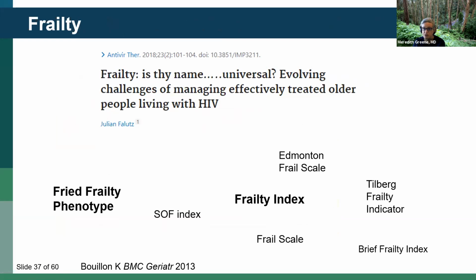Ultimately, there are two big boxes for frailty assessment: the Fried Frailty Phenotype, which is a physical phenotype of frailty, and the Frailty Index, sometimes known as the Cumulative Deficit Model. I'm going to focus on those two, both of which have been studied in people with HIV, but I included some of these others because we'll talk about them. Some of these are probably easier to implement in busy clinical practice than the two that have been most studied in research.